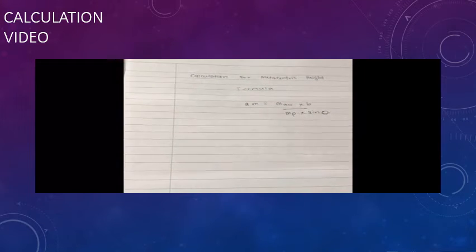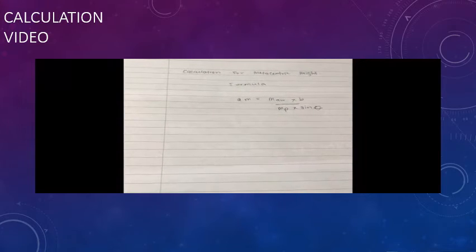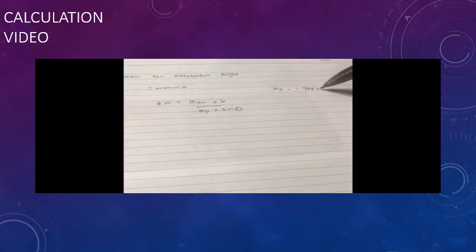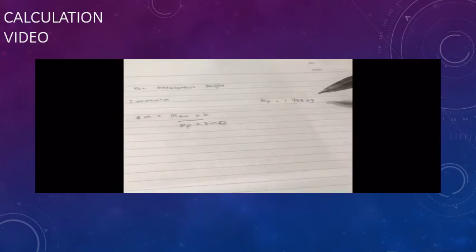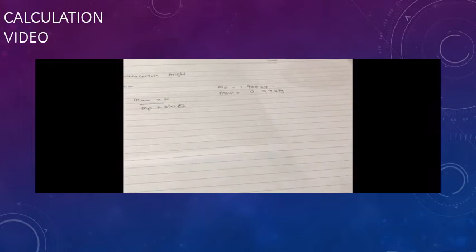Okay, so the value of MP has already been given, which is 1.988 kilogram. This is the value of MP, and the value has been given. The next value is MAW, which has already been given, which is 0.2192 kilogram. All this calculation we use data set 2.